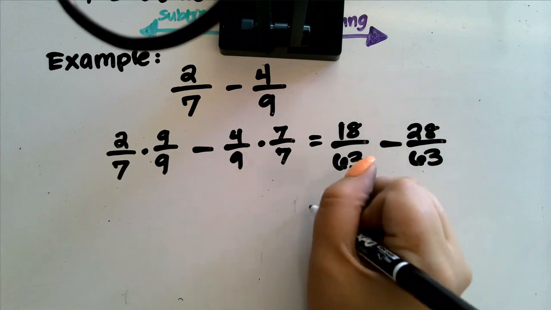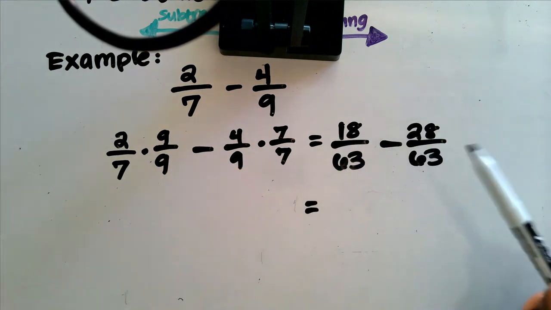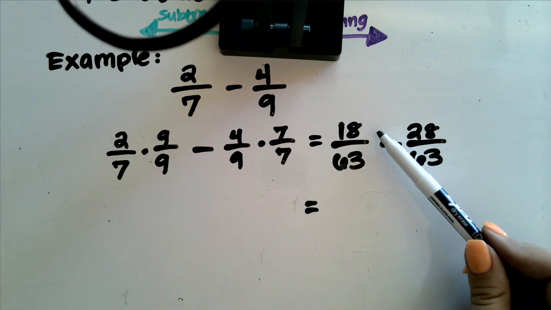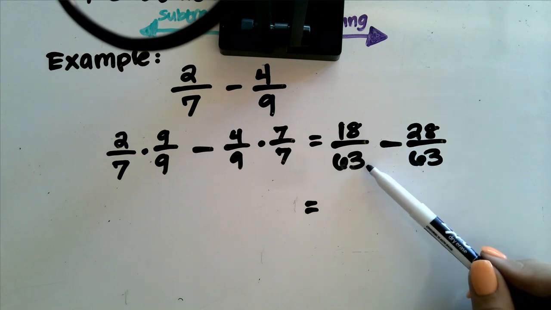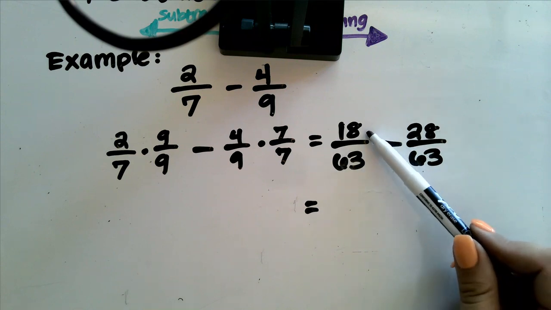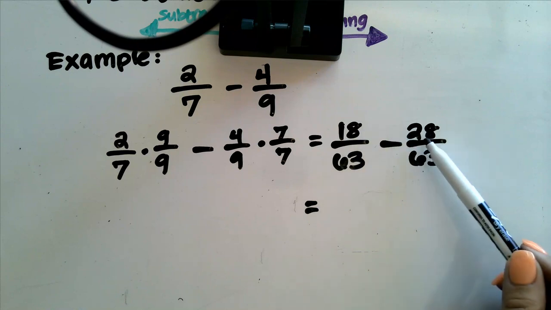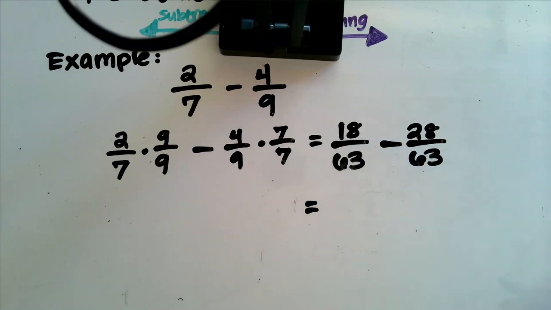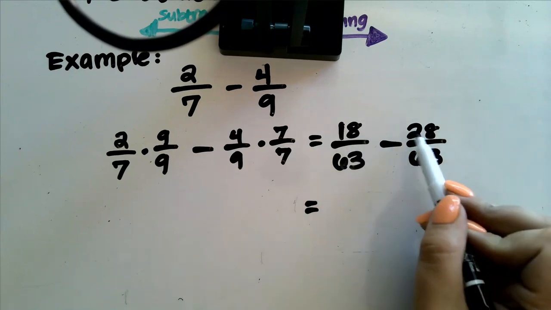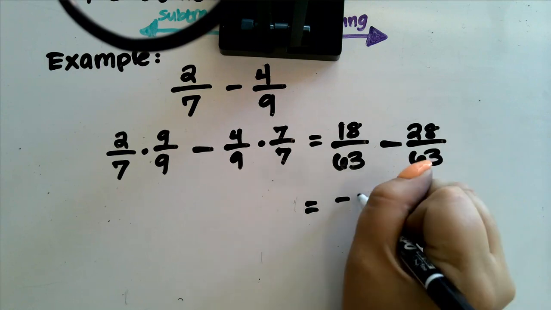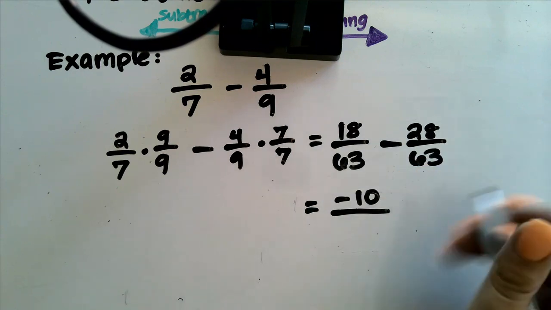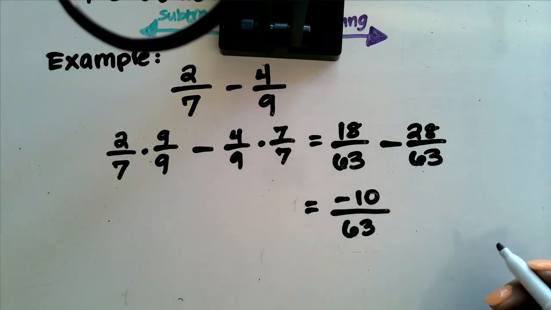Looking at our numerators, the rules are the same. You're still going to subtract the numerators and keep the denominators. But this time, what I want you all to see is that we're taking away 28 from 18. That means that we're going to be going past 0 and into the negatives. 18 minus 28 is minus 10. And then same deal as always, we keep our denominator of 63.